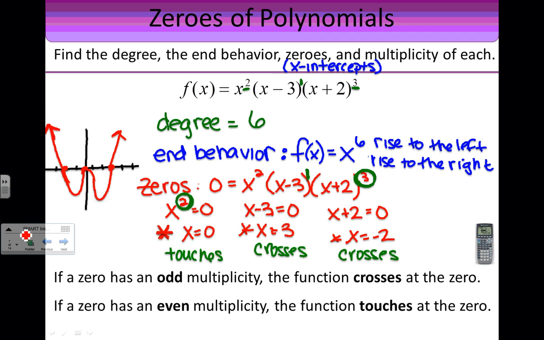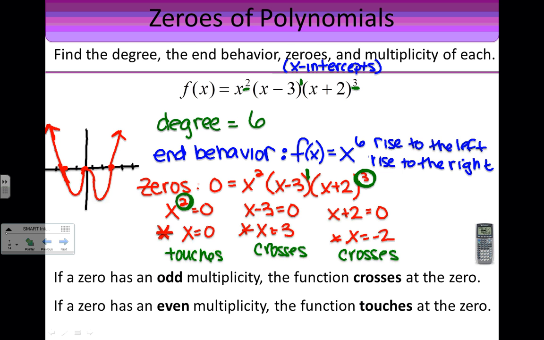So the end behavior kind of gives you an idea of if you're doing it right with the touches and the crosses, because since it was x to the 6th, it would rise to the left and rise to the right. So the end behavior needs to be the same on both sides. So it crosses through negative 2, touches or bounces off at 0, and crosses through x equals 3.